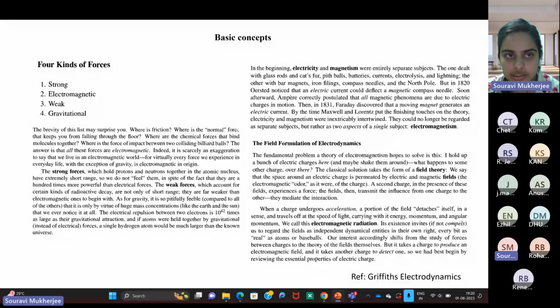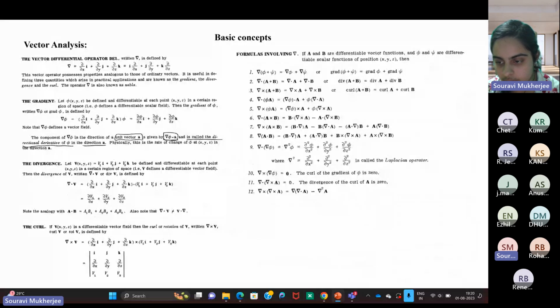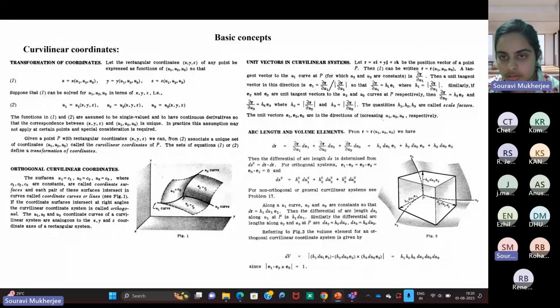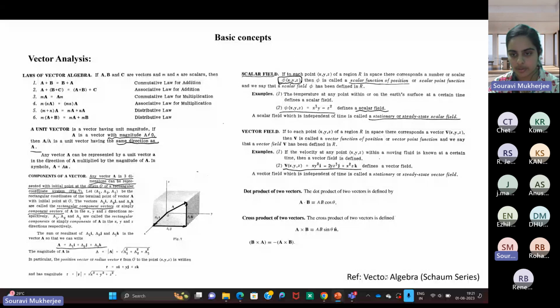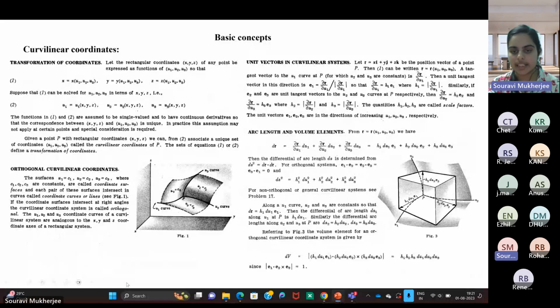So this curvilinear coordinate section, you can look it up in this book called Vector Algebra by Schaum series. Okay, this is a very good book. It has a lot of questions, and all these explanations that I have taken for the curvilinear coordinates are from this book. So you can refer to that book for vector algebra or curvilinear coordinate concepts.